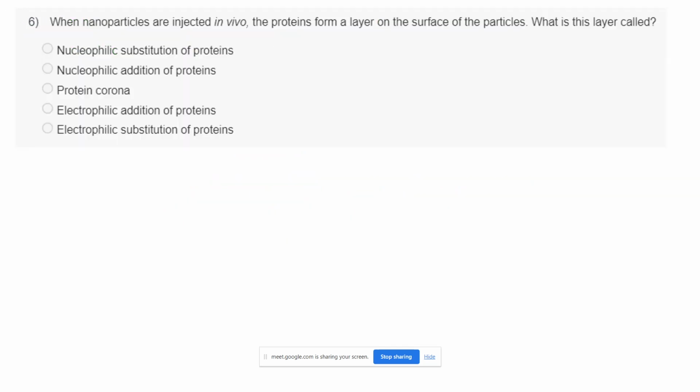Now the next question. When nanoparticles are injected in vivo, the proteins form a layer on the surface of the particles. What is this layer called? Nucleophilic substitution of proteins, nucleophilic addition of proteins, protein corona, electrophilic addition of proteins, and electrophilic substitution of proteins.